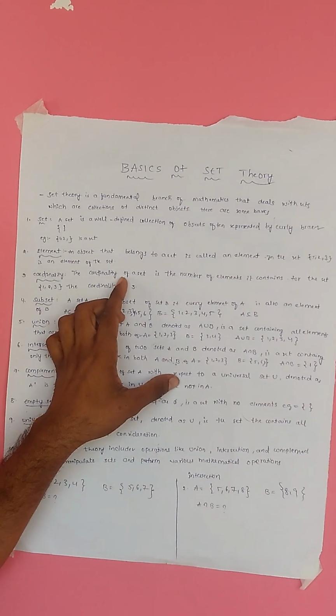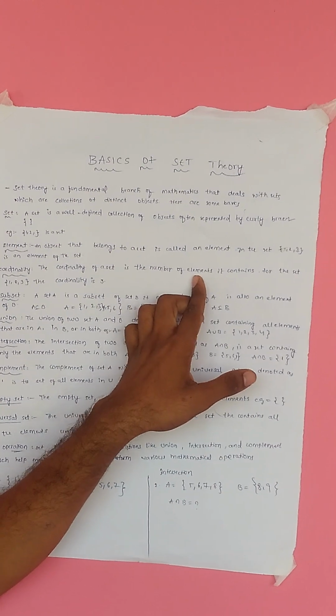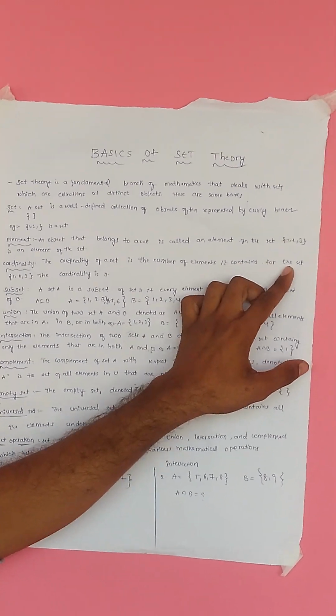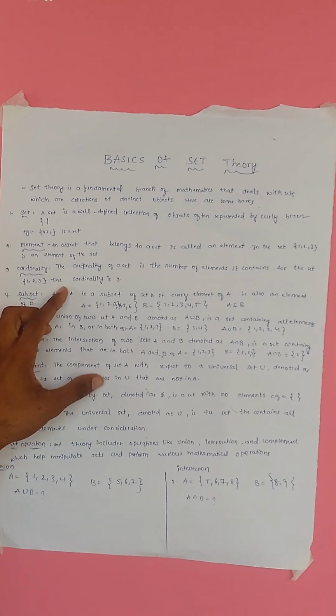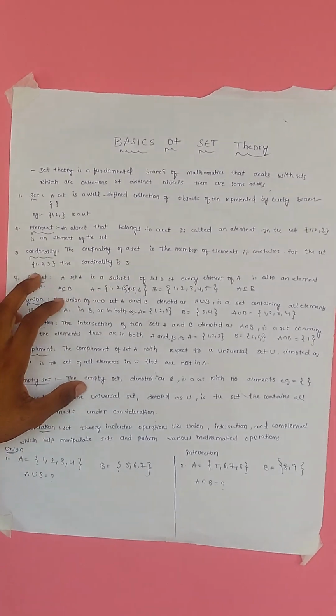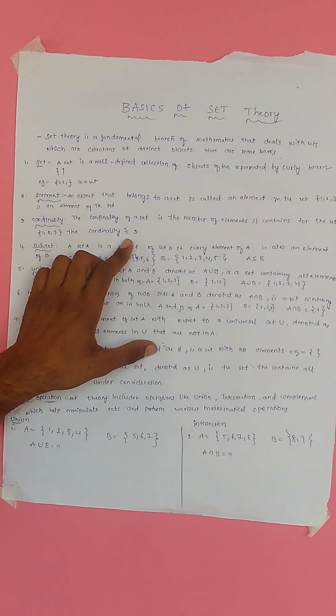Cardinality. The cardinality of a set is the number of elements it contains. For the set {1, 2, 3}, the cardinality is 3. Means here 3 elements are there. So the cardinality is 3.